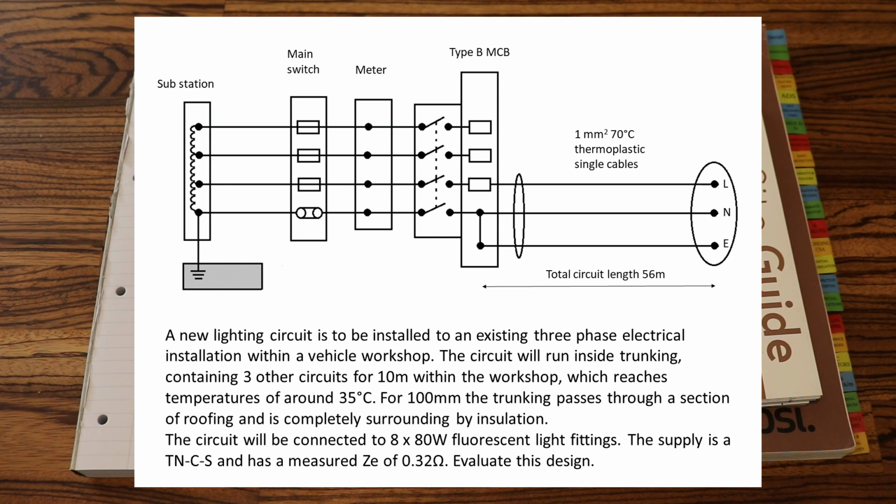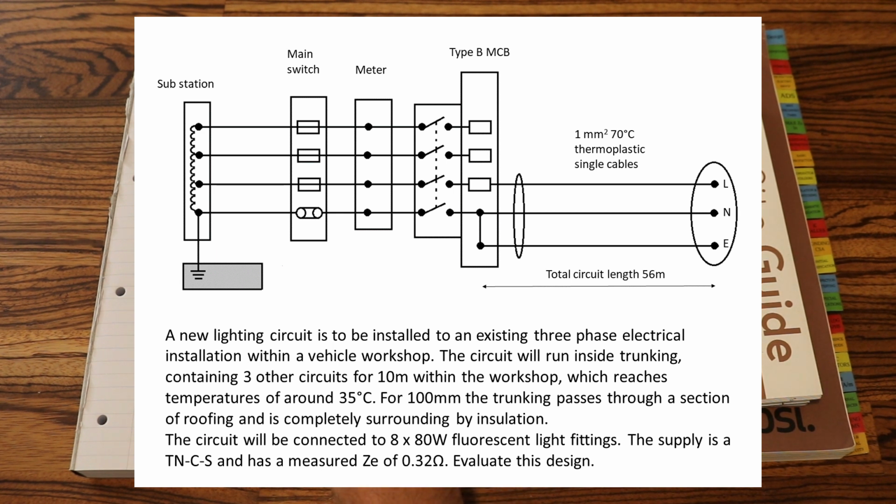So I'm going to start by looking at the diagram and writing down all the information that gives me, and writing down all the information that I need from the text. So let's make a start. At the top right hand side of my paper we'll start with MCB type B, that's what it wants me to use, and we've got 1 mil singles, length is 56 meters, and now we're down into the text.